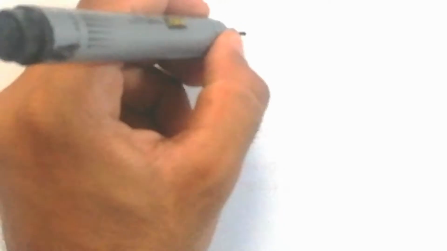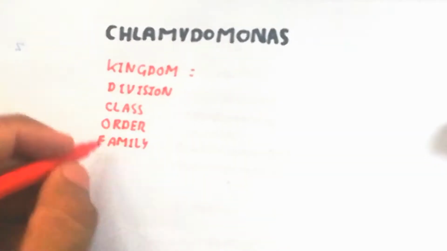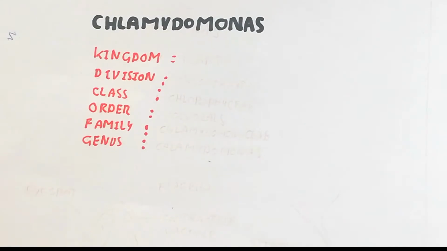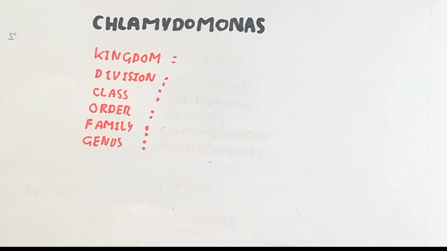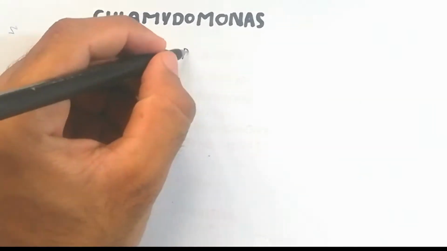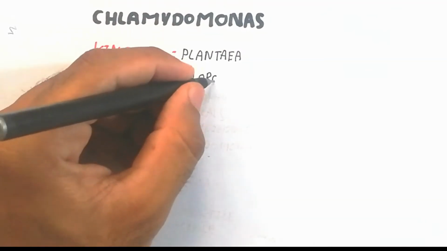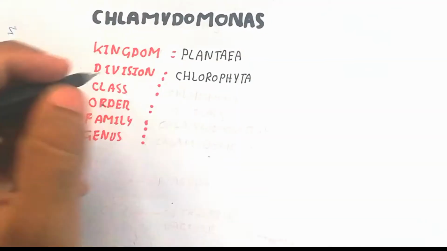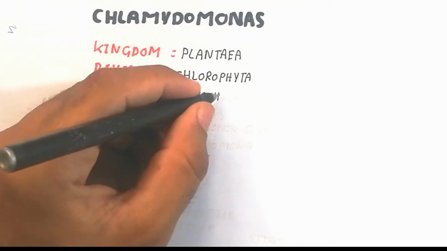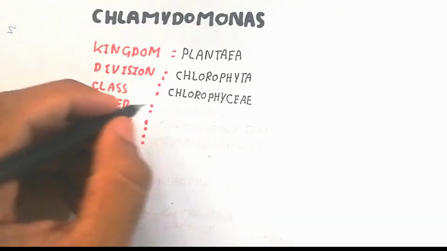Today we will talk about Chlamydomonas. We will talk about the kingdom Plantae and the division Chlorophyta, and the class is Chlorophyceae, and the order is Volvocales. Family Chlamydomonaceae and genus is Chlamydomonas. So here is the kingdom Plantae.